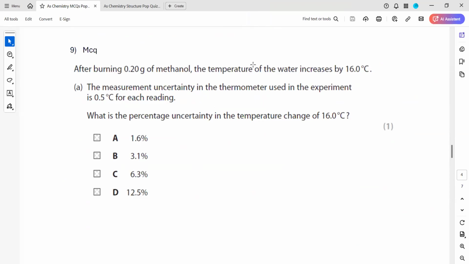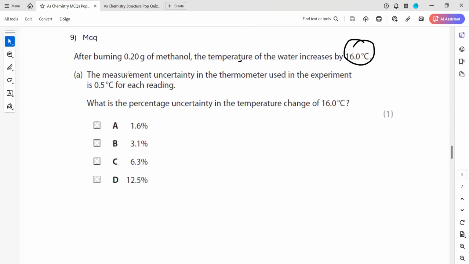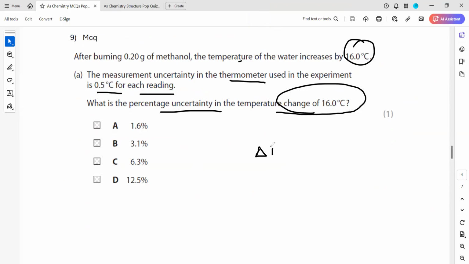Okay, after burning 0.2 grams of methanol, the temperature of water increases by 16. The measurement uncertainty in the thermometers used in the experiment is 0.5 degree for each reading. What is the uncertainty in the temperature change? How is a temperature change calculated? It is the difference in the temperature. That's how we calculate it.